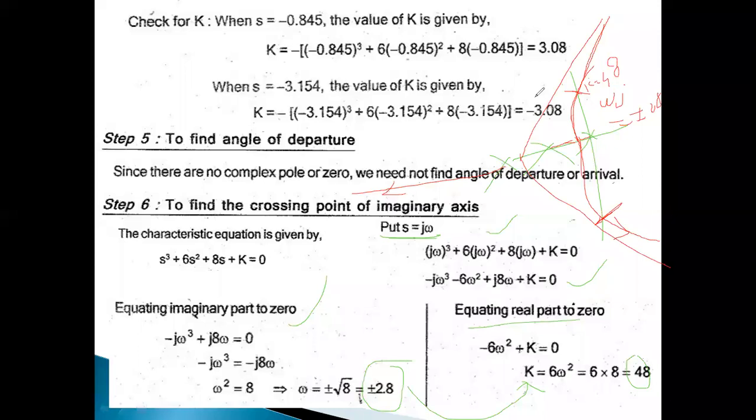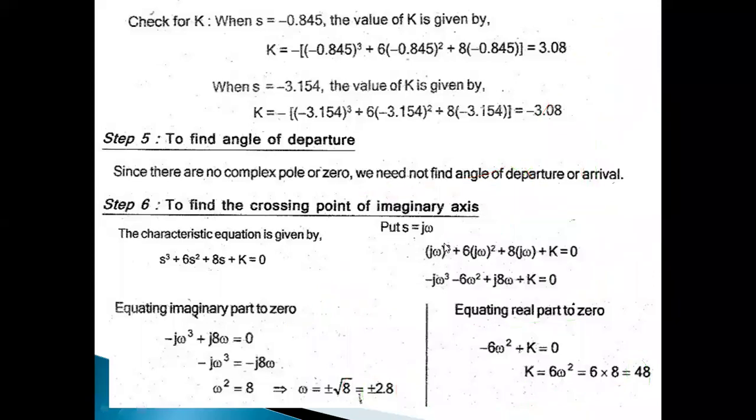Okay, so for that we have calculated this k value and omega value. Once we get them using the RH criteria, we can find out these positions. Otherwise, the second method is substituting s equal to j omega and making the real part equal to 0 and also the imaginary part equal to 0. If we make the imaginary part equal to 0, you will get the omega value. If we make the real part equal to 0, you will get the gain value. Okay. Is it clear?